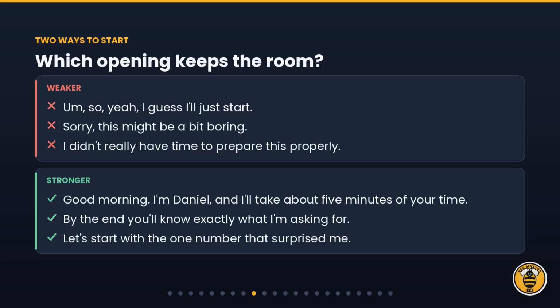Compare 2 openings. The first apologizes before it begins. I guess I'll just start. Sorry, this might be a bit boring. I didn't really have time to prepare this properly. Every line there hands away your credit. The second gives the room a reason to stay. Good morning, I'm Daniel, and I'll take about 5 minutes of your time. By the end you'll know exactly what I'm asking for. Let's start with the 1 number that surprised me.